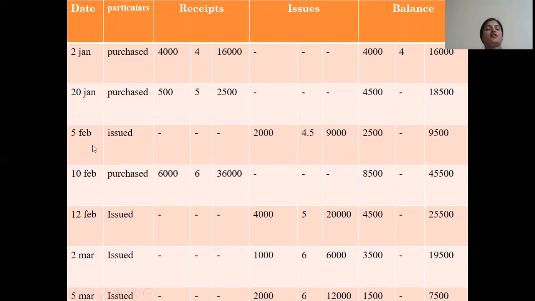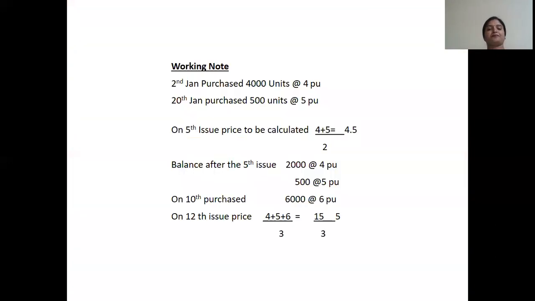Now, on 5th, we have issued 2,000 units. On February, issued 2,000 units. When we are calculating the issues, when we want to issue to the production department, we don't know what is the cost per unit, at what price we need to issue. For that we need to go for the working note.